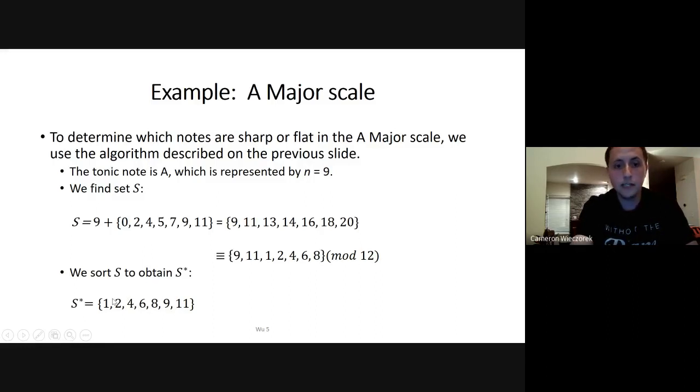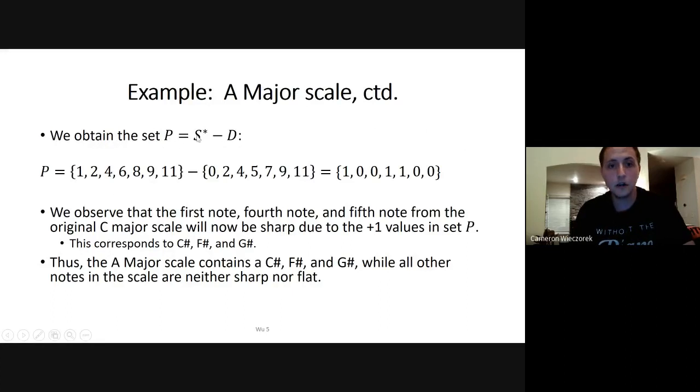And the last thing I do is subtract the original C major scale from the new set, S star. So I'm going to go element by element. 1 minus 0 is 1. 2 minus 2 is 0. 4 minus 4 is 0. So on and so forth until I get to 11 minus 11, which is 0. We'll observe there are 3 1s in this set. Since they're positive, that tells me I have 3 notes that are now sharp. Specifically, according to the original set D's ordering, C would now be sharp, F would now be sharp, and G would now be sharp, because C, F, and G were the positions in that original set D for the C major scale.